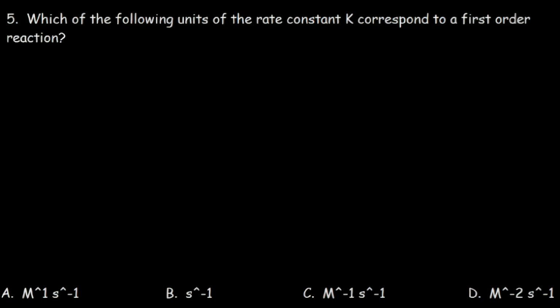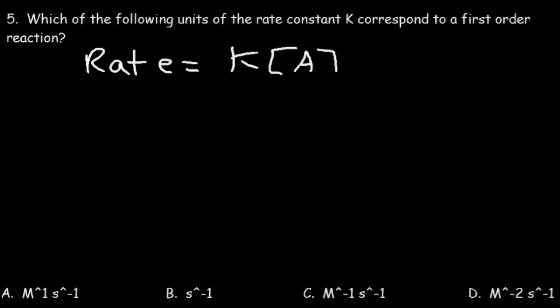Number 5. Which of the following units of the rate constant k correspond to a first order reaction? Is it A, B, C, or D? So in the first order reaction, we have the rate law expression: rate is equal to k times the concentration of A raised to the first order. So overall, it has to be first order. So let's solve for the units of k.